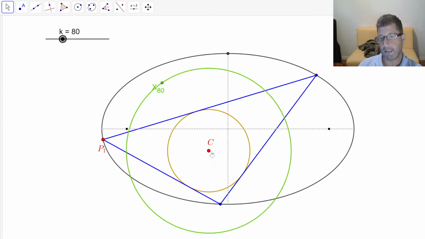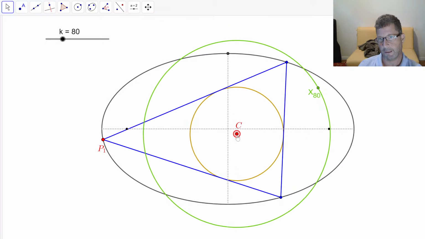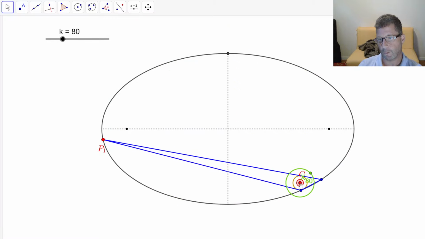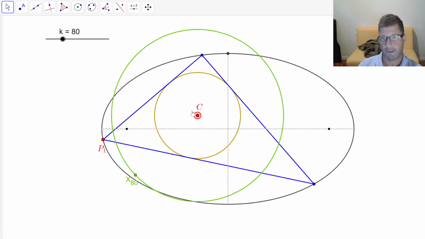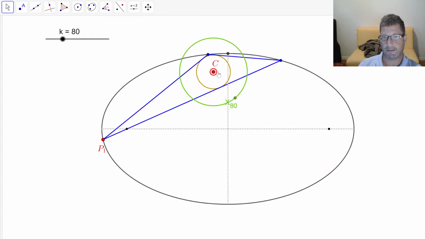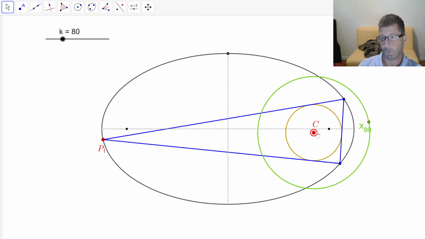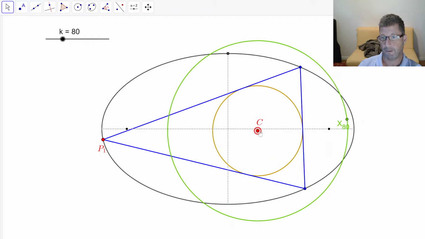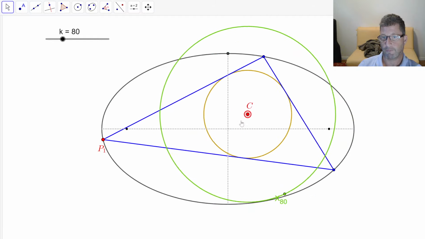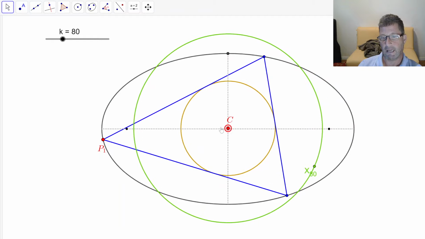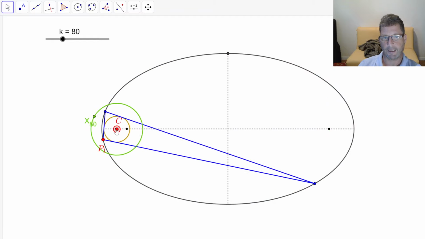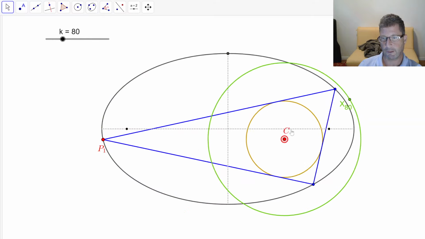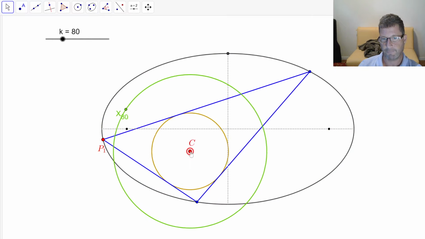Yes, 80. 80 was quite cool, and I think I'm going to finish on 80. 80 looks like a circle everywhere, and it's a circle that is concentric with C. Is it twice the radius of C? It looks like it's even twice the radius of C, perhaps. Let's see if there's a way for us to check that. Eyeballing it, it looks like x80 is always a concentric circle with double the radius. Any other ones?